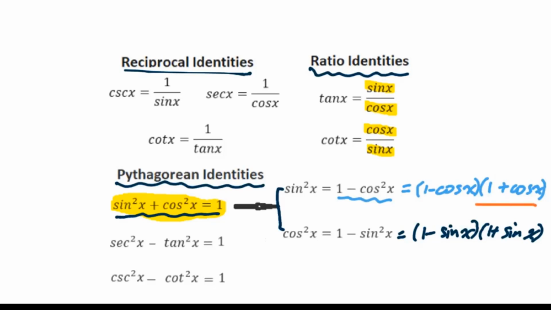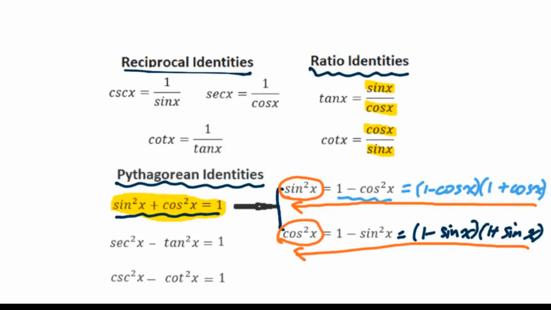When we go backwards from 1 minus cosine x times 1 plus cosine x back to sin square x, this is a conjugate multiply.